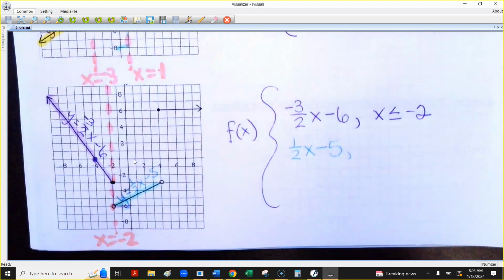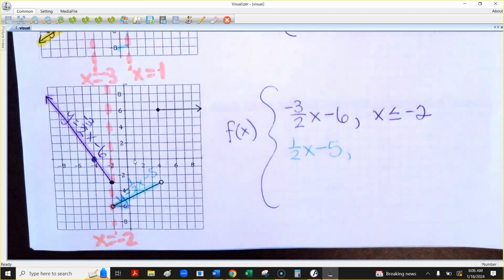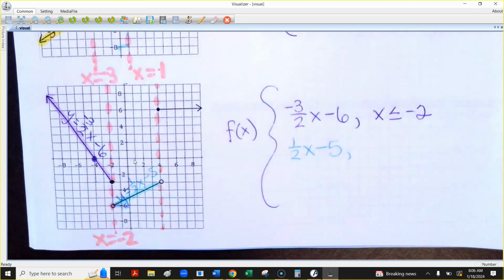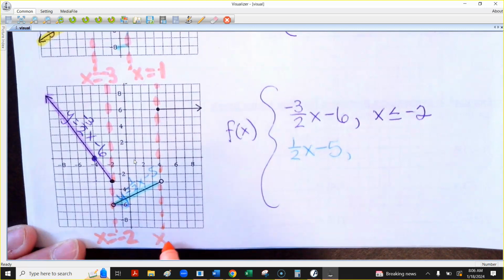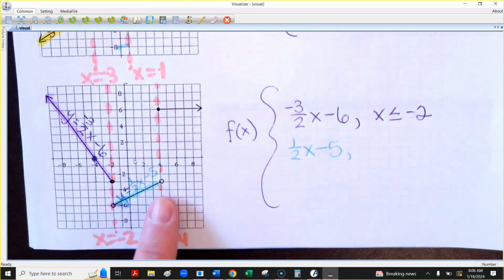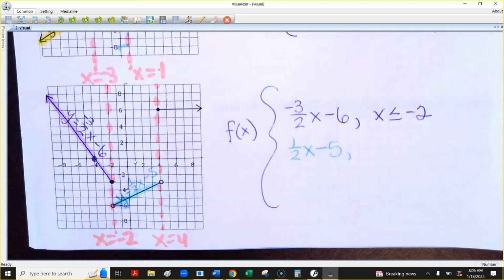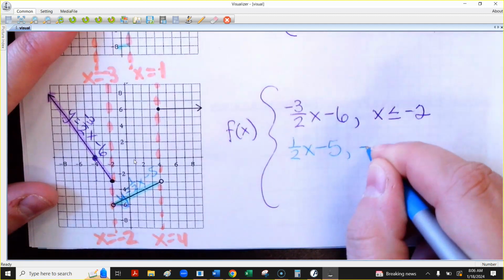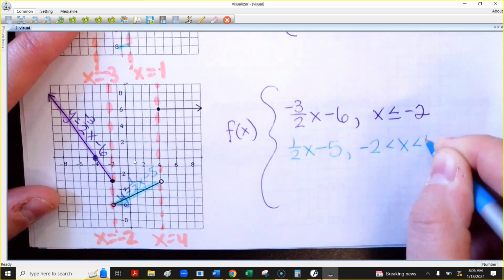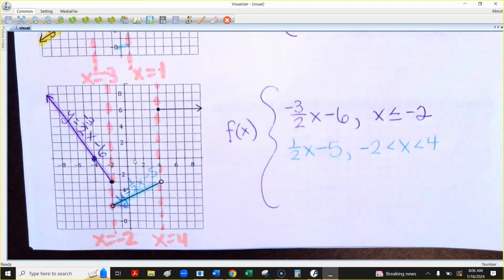I'm going to put a little comma. Okay, now that middle piece that runs between these two x values. The one I already did was x is -2. This one is x is 4. So between the x values of -2 and 4, we're using this piece. Both of these are open circles, so I'm going to have just plain less than symbols for both of these inequalities. So just start with the one on the left, -2 is less than x, which is less than 4. So what that means is I'm running that piece between, x is between -2 and 4.